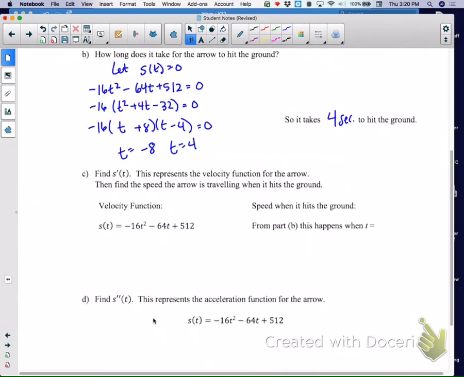All right, almost done here. Find s prime of t, the derivative of s of t. Now, this represents the velocity. So this is something we don't really talk about too much in here. But the first derivative of what they call displacement, which is where you are at any given time, which is that s equation, the first derivative of that is called your velocity equation. So that's going to allow me to find the speed at any given time.